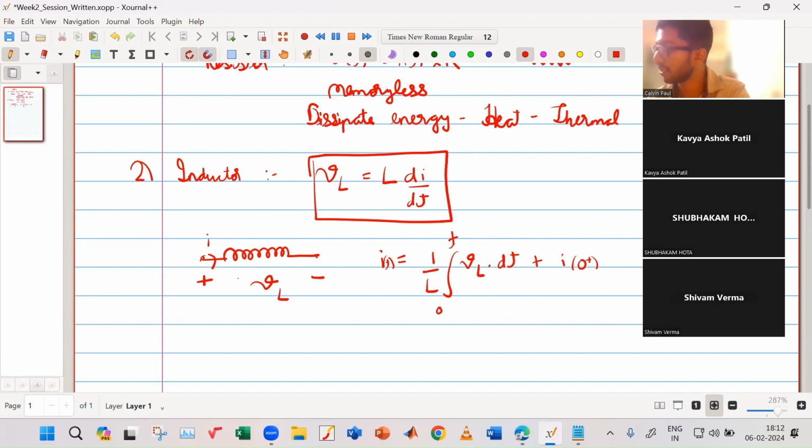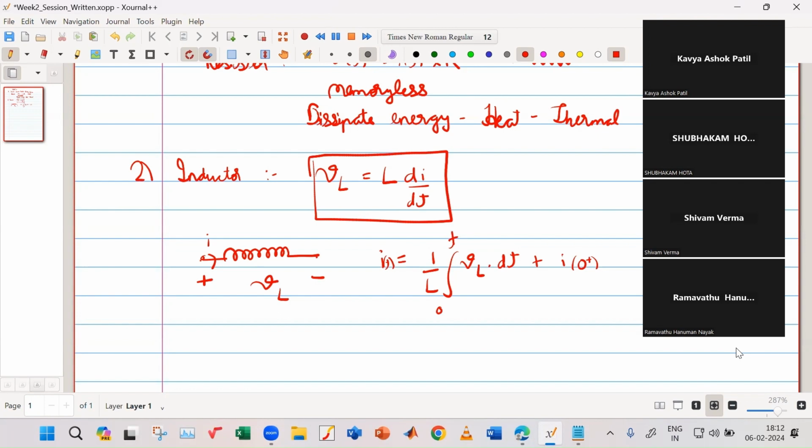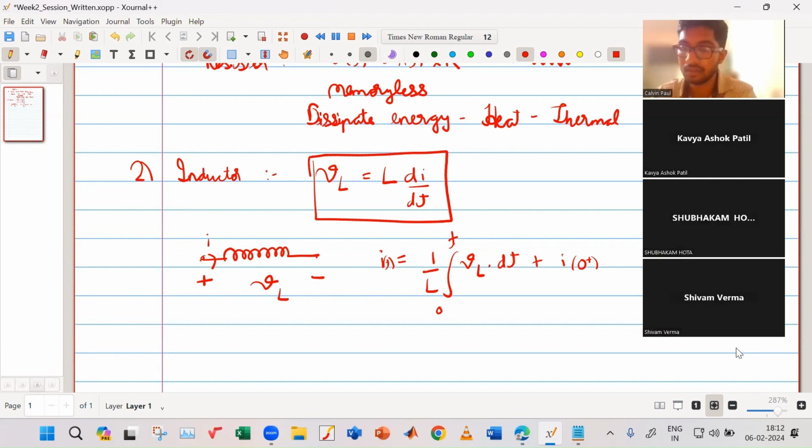Shivam Verma, do you have any doubt? No, sir. Sir, I of 0 plus for 5, sir. I of 0 plus? Could you repeat your question? Sir, what you wrote, plus I of 0 plus, why do we add this in the current equation?